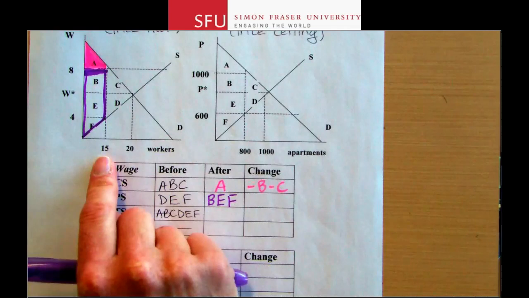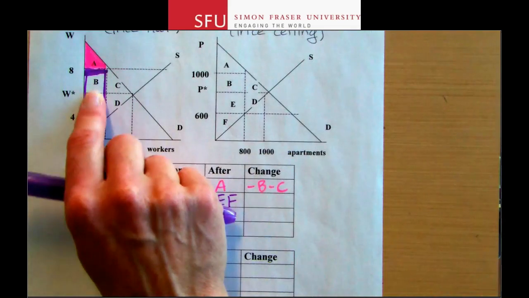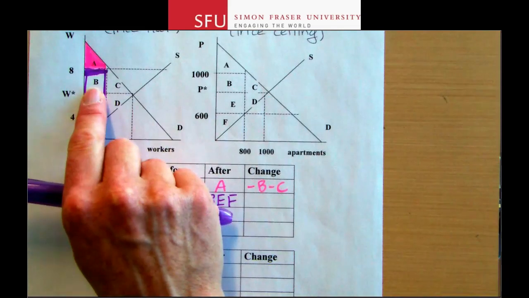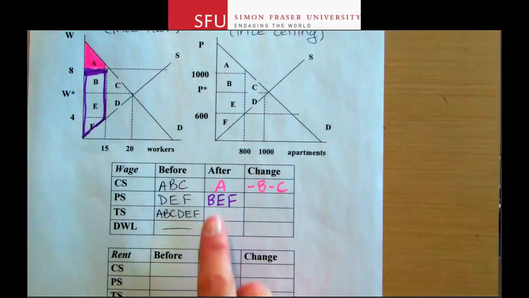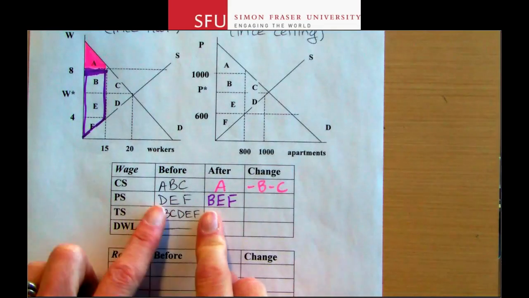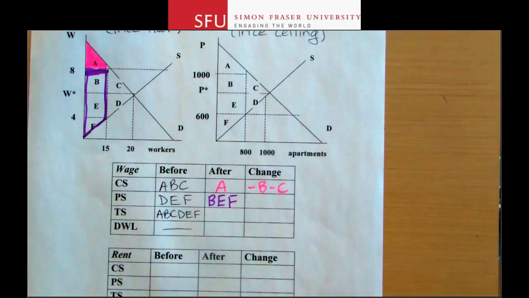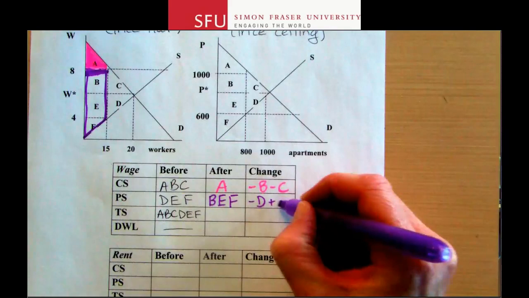But these 15 people who still have a job are better off, because rather than getting paid W star, they're going to get paid the $8 an hour. So they will get the area B. Their surplus will increase by the area B, which we can see here. So they lose the area D, but now they have the area B. Okay, so we'll put minus D plus B.